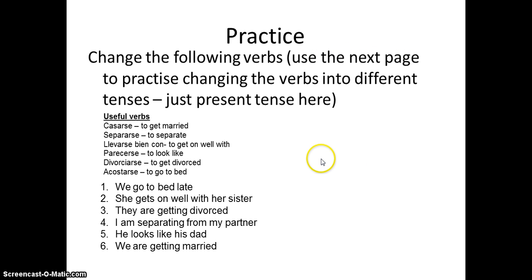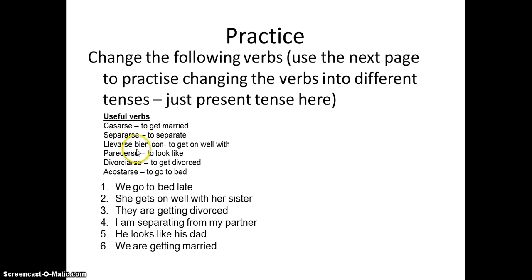Change the following verbs into the present tense. So this one's present tense for those people who are just getting used to this. The next page will let you have some practice in other tenses. So we have casarse, to get married. Again, all of these got "se" on the end. Separarse, to separate. Llevarse bien con, good one to learn because it's an idiom.